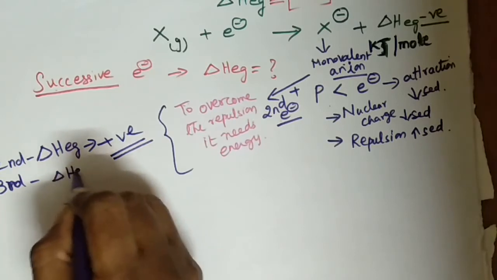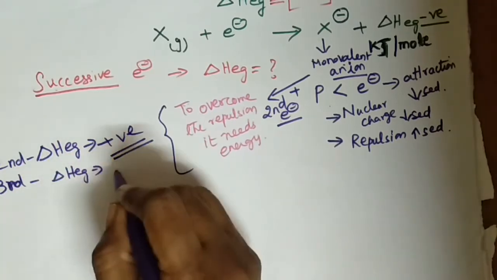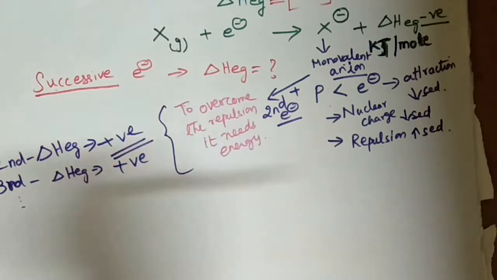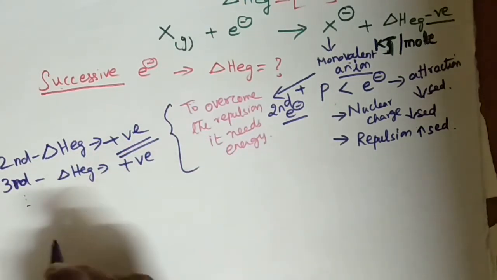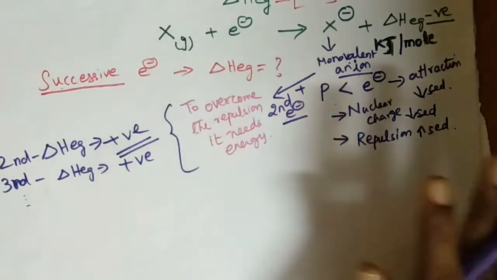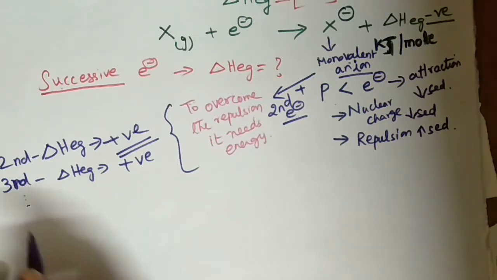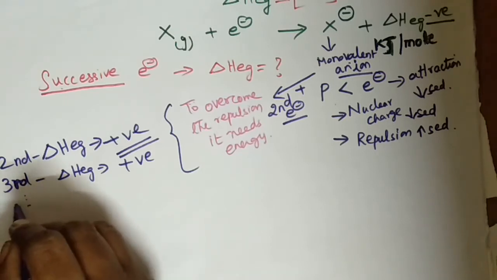I could say that the delHeg value is positive for the second electron and even for the third electron, and it goes on like that. Is it clear? So this is what we have understood, up to here. With this only we are going to move to group 16. Let us take one example of group 16. Okay, with this we can go for that.